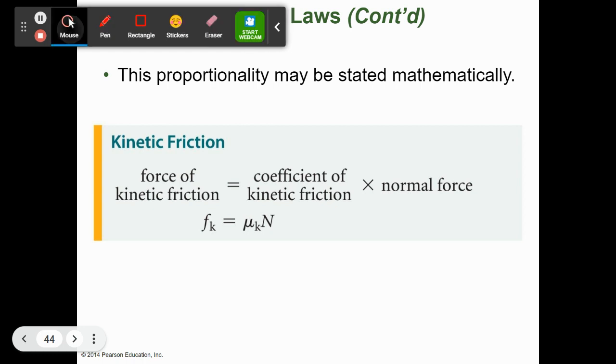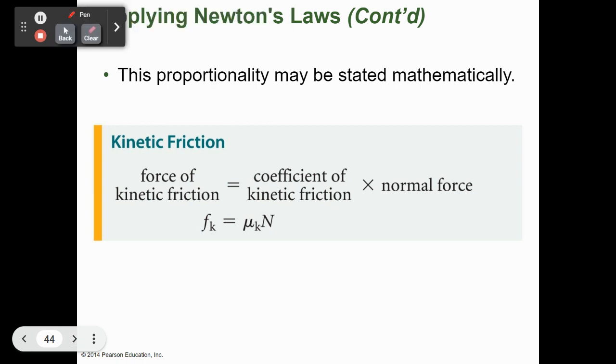So here is our equation for kinetic friction. The force of kinetic friction is equal to mu k, mu, that's just a funny looking Greek M, mu k, a constant, times the normal force. So force of kinetic friction is this lowercase f, and that's equal to a constant, which you will either be given in the problem or you will be asked to solve for, one of the two, and the normal force.